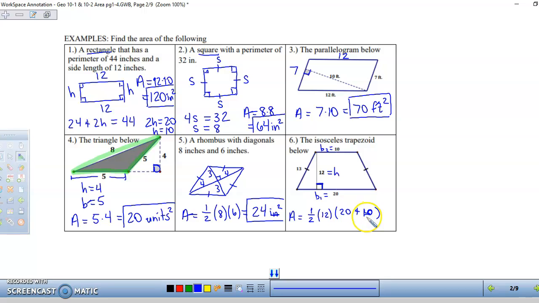Now, in this case, it's easiest if you add those together first. So 1/2, 12 times 30. And then again, you only apply that 1/2 one time. So 1/2 of 12 is 6. And then 6 times 30 is 180. You can always use the calculator. There's no units, so this would be units squared.